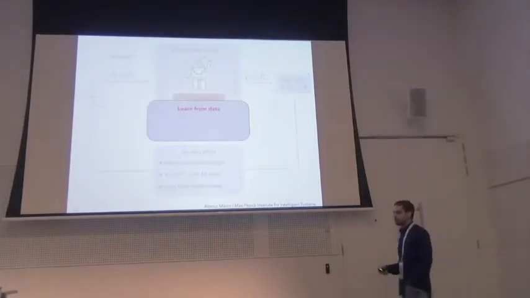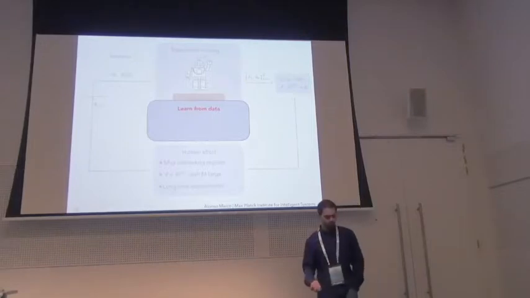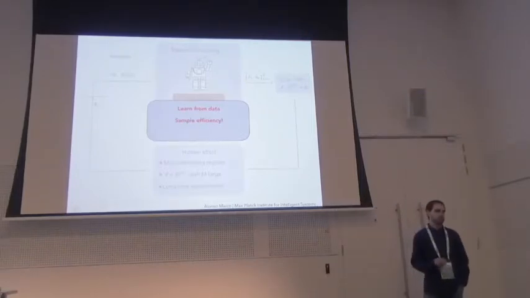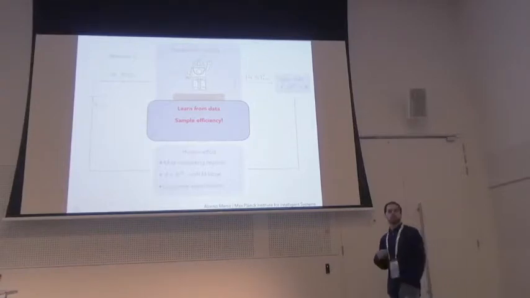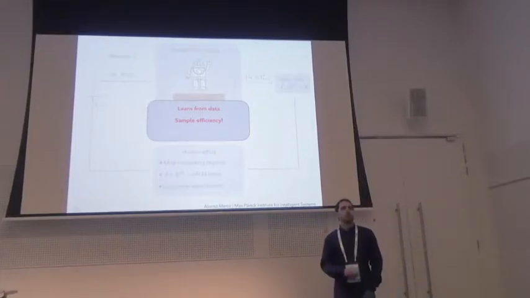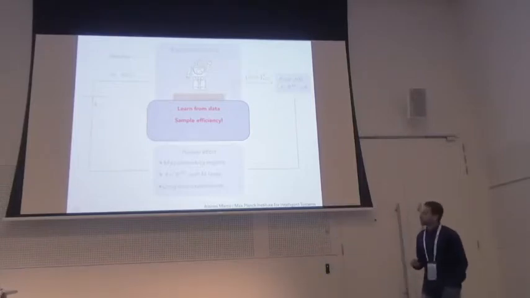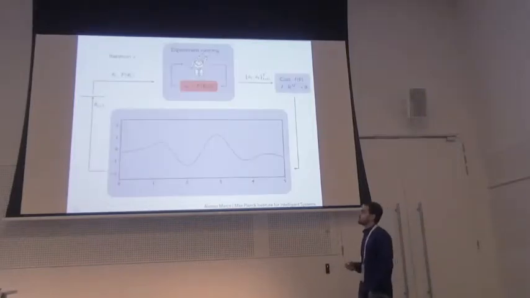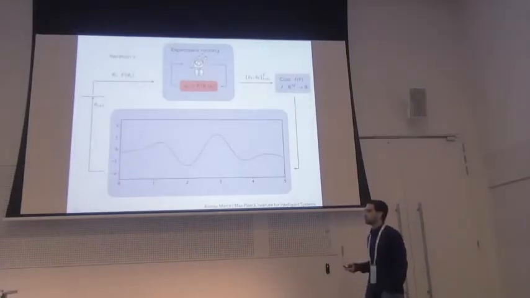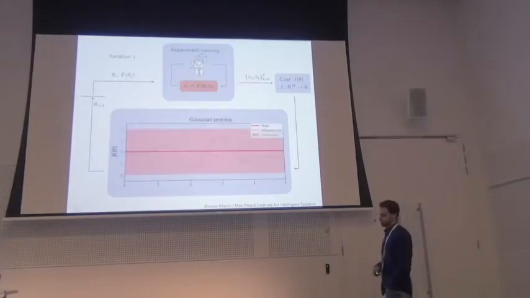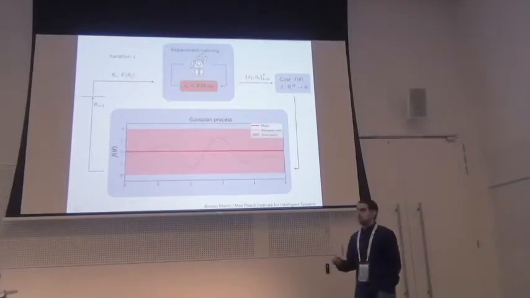So what we propose here is to learn these parameters from data, and more importantly, we want to be as sample efficient as possible. So we want to exploit the data that we collect from each experiment in order to save real robot experiments. For this, we want to use Bayesian optimization. Bayesian optimization is very cool because it allows us to model the underlying cost function that we don't know using a probabilistic model. We're going to talk about Gaussian processes.